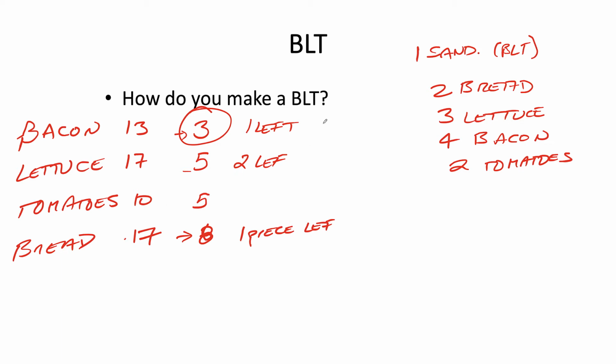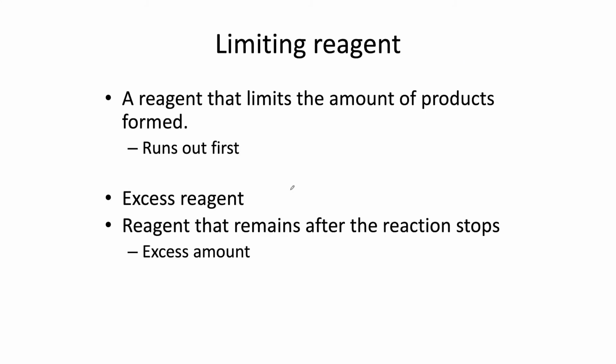So this is what we mean by limiting. We have all these ingredients, but we've got one thing that's going to limit how much we're going to make. And this is what limiting reagents do. A limiting reagent is a reagent that limits the amount of product formed. It's going to run out first. And then we're going to talk about excess. Excess is basically the stuff that's left over after the reaction stops; you're still going to have that reagent there. Sometimes we just write excess because we've got a whole bunch of it. We don't care how much we have. We know everything's going to react. What we care about is the limiting reagent.